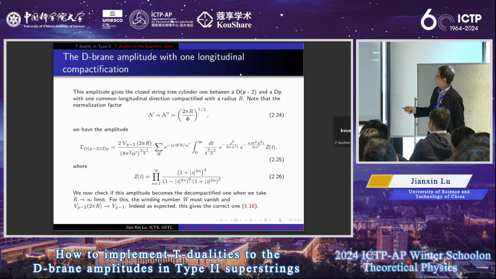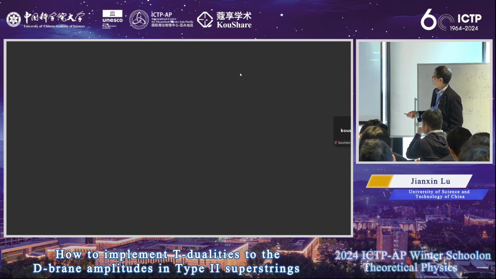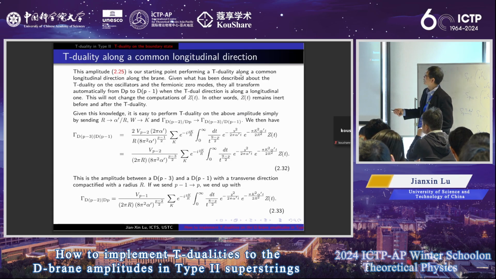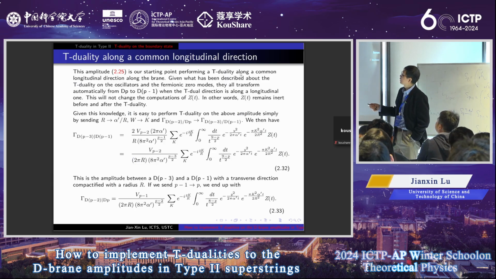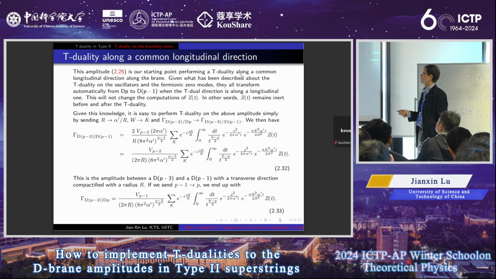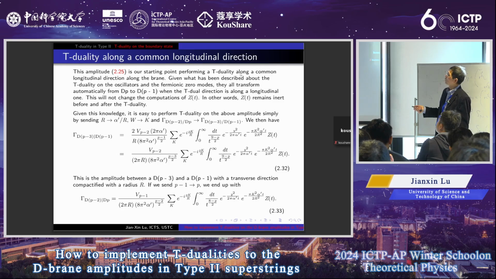So now we perform T-duality on this amplitude along the longitudinal direction, longitudinal to both the Dp brane and the Dp-2 brane. That should be pretty easy. T-duality tells us to send the compact radius R to R prime, the T-dual radius, and send the winding number to the momentum number. Then we just move from this brane interaction to this one. So we denote it as here.